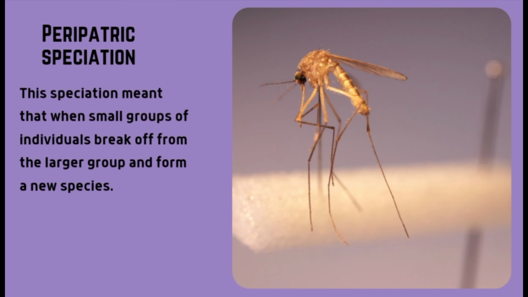Peri or peripheral, which means edge, this speciation means that a small group of individuals break off the larger group and form a new species. An example of this is the London Underground mosquito, a variant of the mosquito Culex pipiens, which entered the London Underground in the 19th century. Evidence for its speciation includes genetic divergence, behavioral differences, and difficulty in mating.